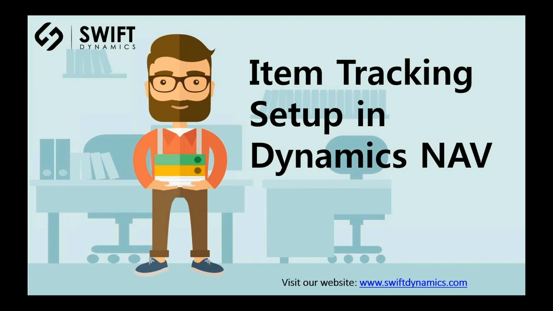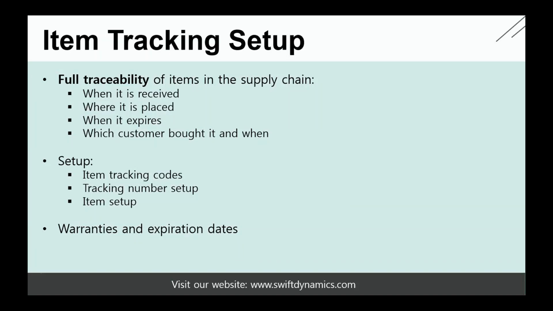The setup of item tracking is important because it will define how we will have to track serial and lot numbers. Let's look at some of the features of item tracking. When it comes to full traceability of items in the supply chain, you want to be able to trace when items are received, where they are placed, when they expire, which customer bought it, and when.